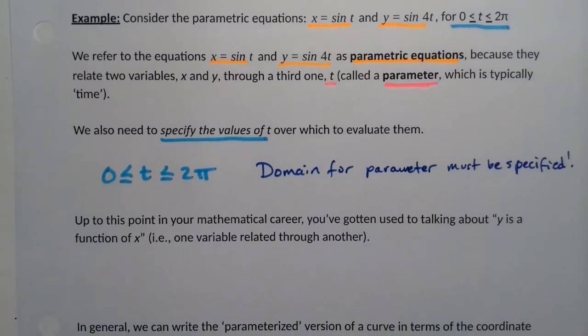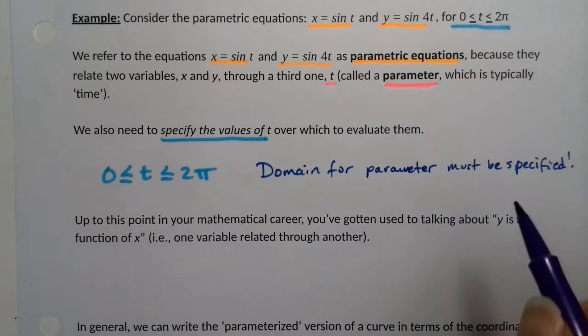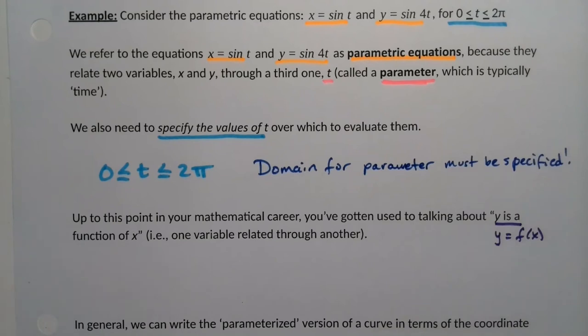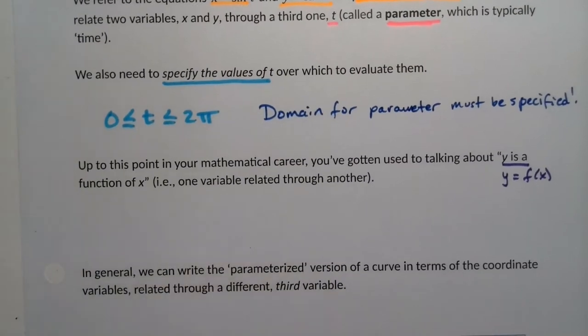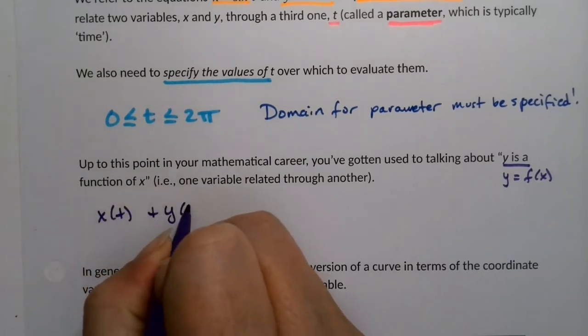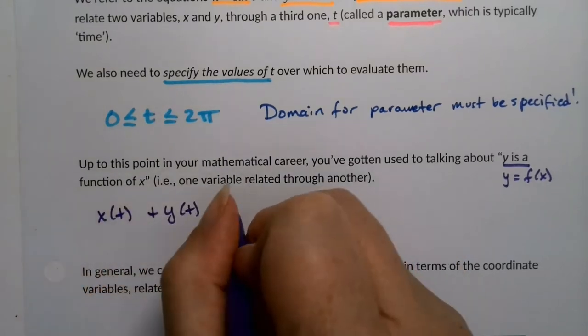All right, up to this point in your mathematical career, you've gotten used to talking about y is a function of x, right? So when they were saying that to you, they were saying, y equals f of x. That's what we would say all the time, right? So now what we're learning is that x of t and y of t are both parametric equations of t.